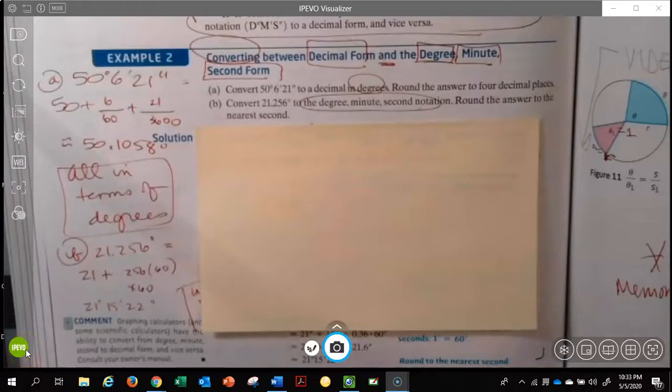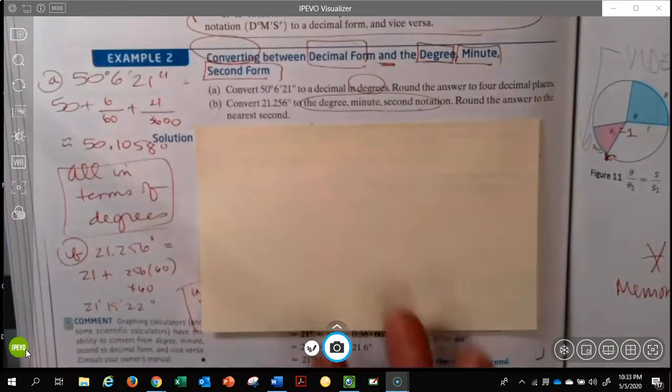So I know you just watched a video about how to convert between decimal and degree minute second measures for angles, but I also wanted to go ahead and do example 2 like we are in the classroom. I just wanted to show you some pieces and parts and maybe some tricks that I think are helpful.